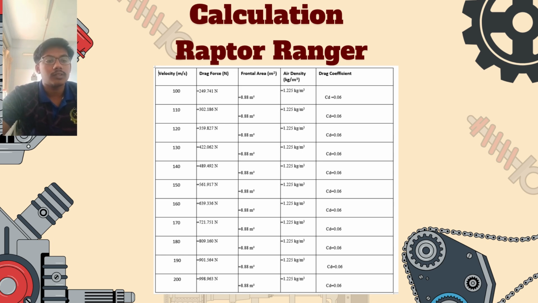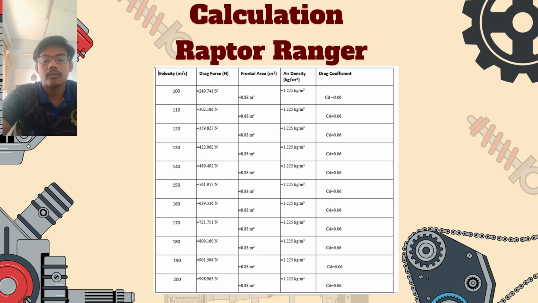Okay, for the first velocity, under 0, the drag force is 249.741 Newton. Frontal area 8.88 meter square. Air density 1.225 kilogram per meter cubed. And drag coefficient 0.06. And for velocity under 10, we got drag force 302.186 Newton. As for frontal area, air density, drag coefficient also the same for all the velocities until 200.